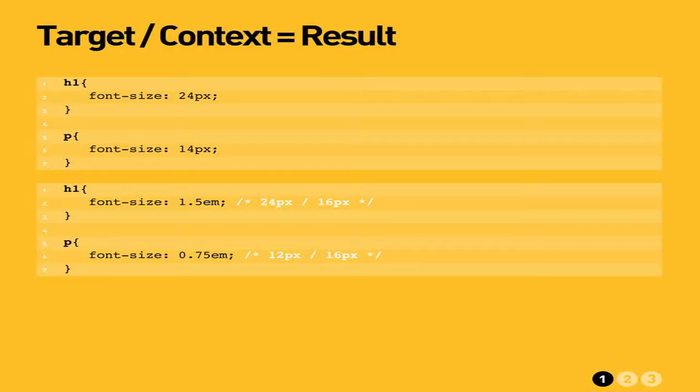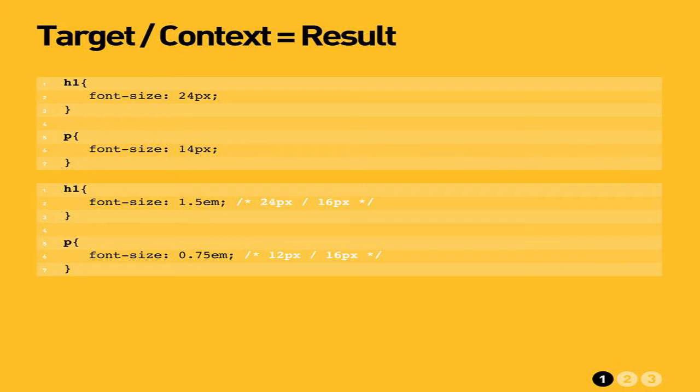Browsers, funny enough, they're pretty smart. Some of the definitely newer ones. And they'll handle those decimals pretty well. So rather just leave all your decimal places in there. So here's a very, very basic example and the formula that you use for percentages and EMs. It's the target that you're obviously trying to design for, divided by the context that it's in, and that'll give you the result.